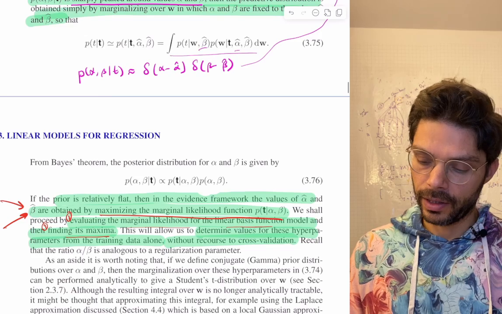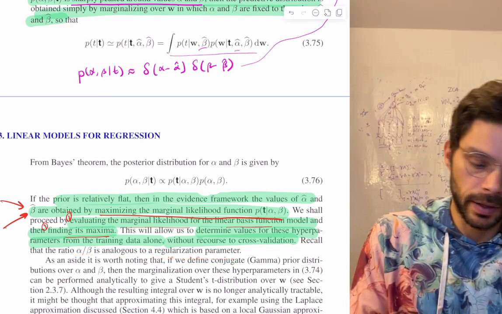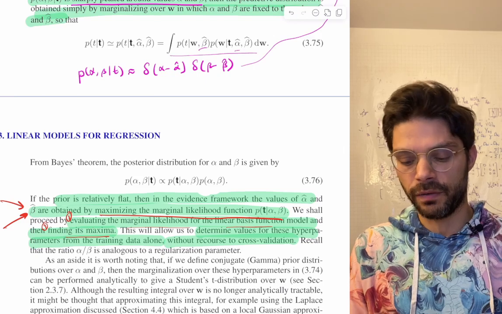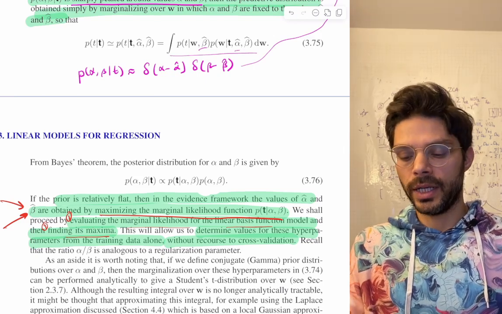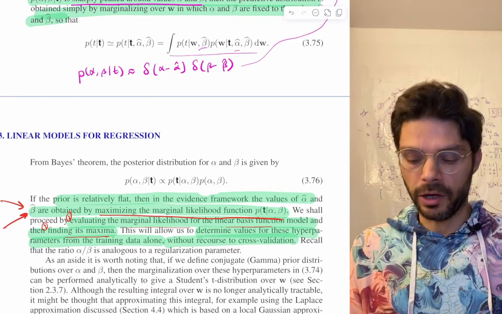Recall the ratio alpha to beta is analogous to a regularization parameter. Whenever you're doing regularization, you often have to do cross-validation to figure out that parameter. The point is, here we can do it for our model just on the training data directly.